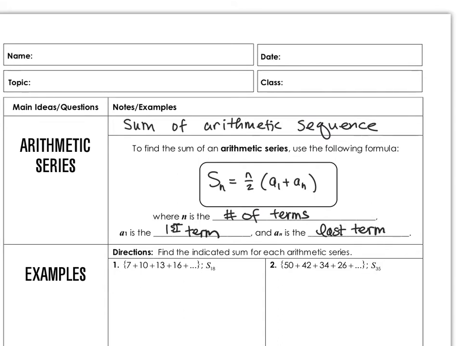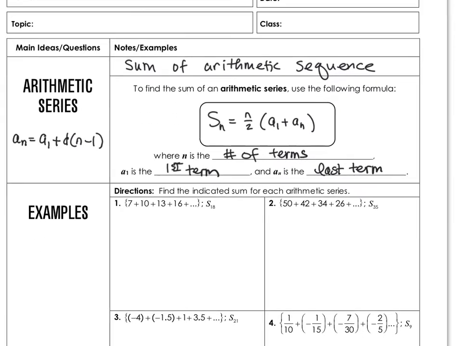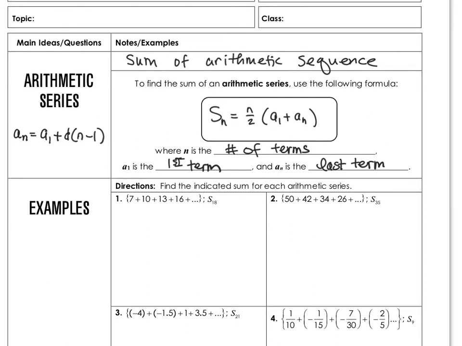And remember, when we're using the arithmetic sequence, the explicit formula is a sub n is equal to your first term plus d, which is your common difference, times n minus 1. So you need to know that one. That was from the previous test. But that comes up sometimes in these problems when you're going to solve them.